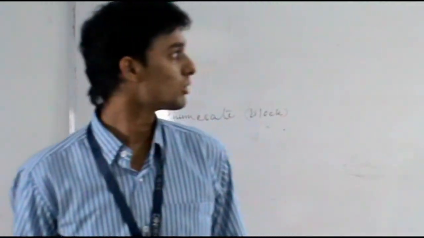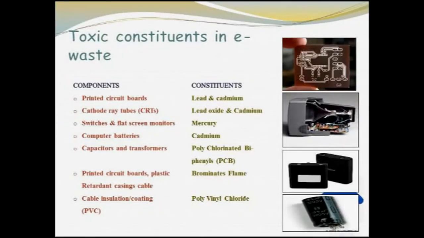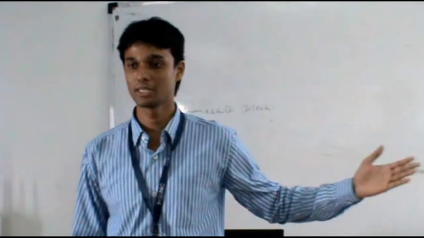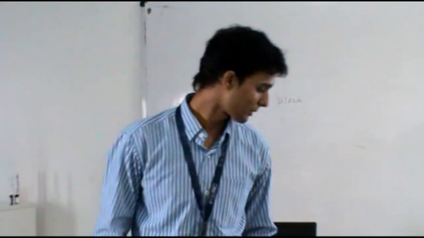Okay, so this shows the toxic contents present in the e-waste, the appliances that we use, which are improperly disposed. Okay, the most important ones we should note are mercury, cadmium and polyvinyl chloride. These are the major contents of the e-waste.